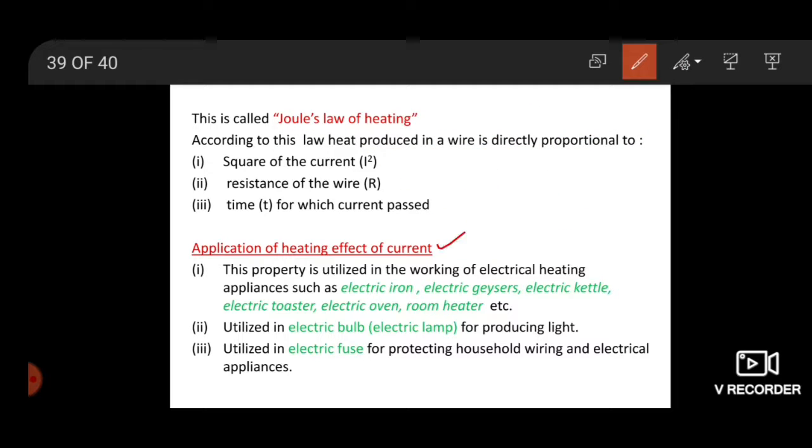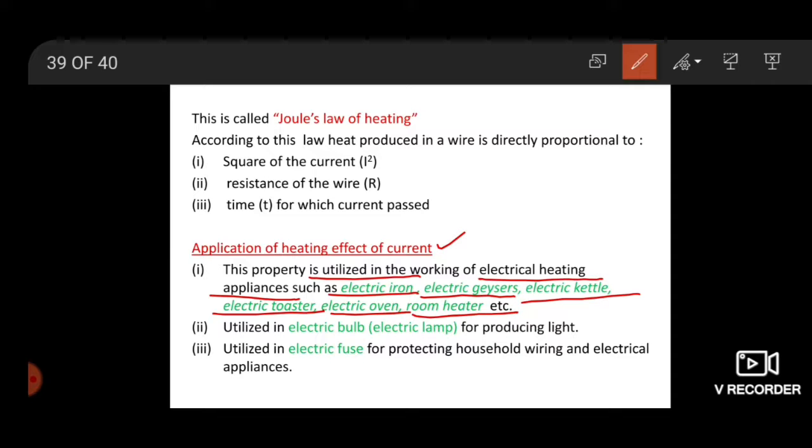Applications of the heating effect of current. There are some applications you have always seen at your home also. This property is utilized in the working of electrical heating appliances such as electric iron, electric geyser, electric kettle, electric toaster, electric oven and electric room heater. All these appliances utilize the heating effect of current.